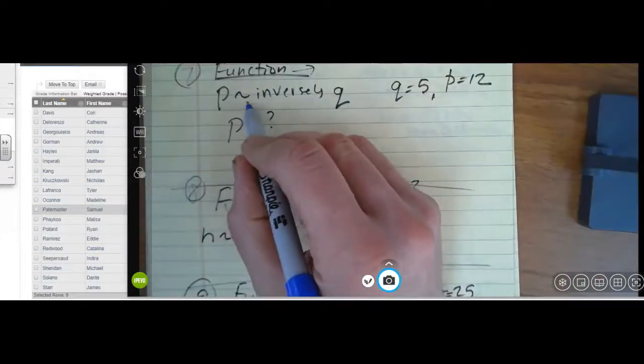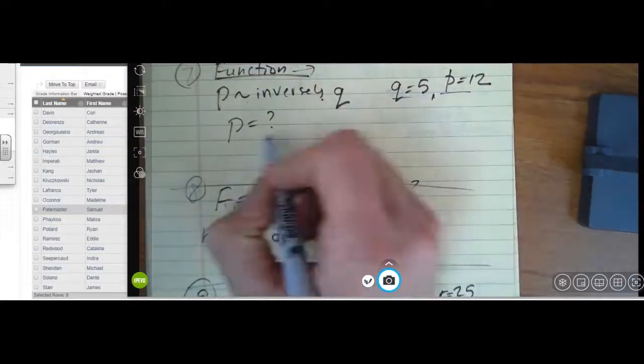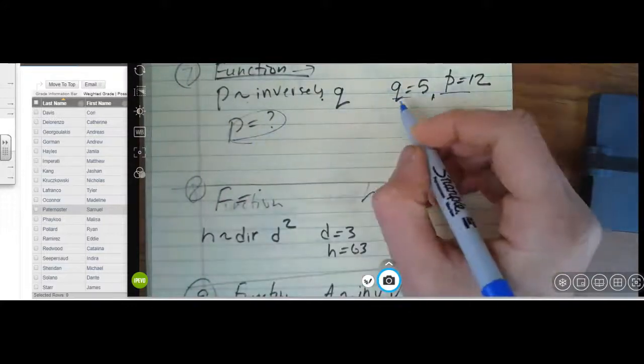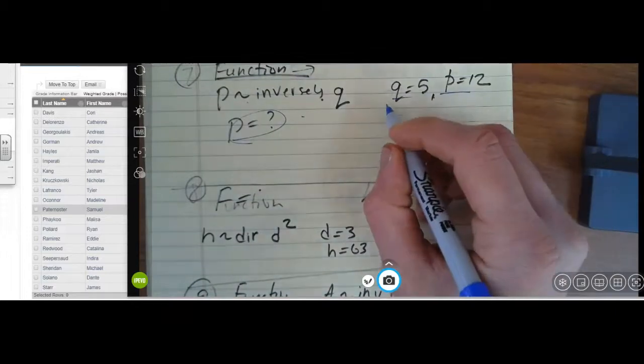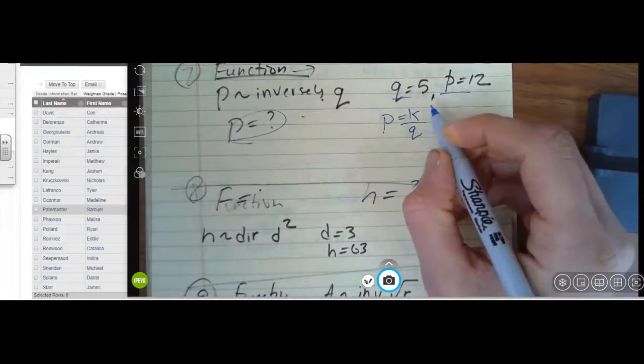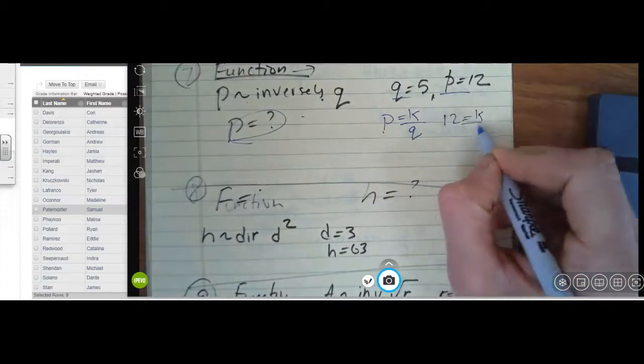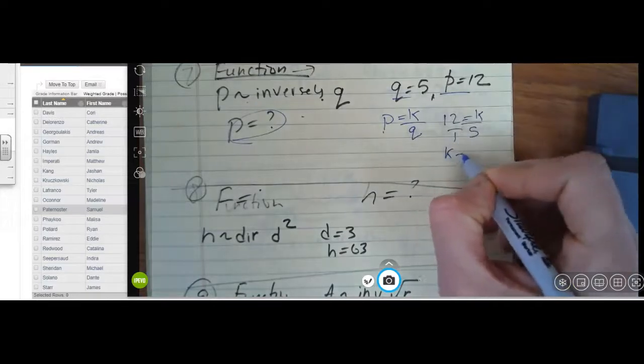They tell us that P is inversely proportional to Q, and they give us a P value and a Q value, and they want P equals, so that means they want an equation that says inverse. So therefore, you're going to have P is equal to K over Q. Q is in the denominator because it's inverse. We plug in our values. We're going to get 12 is equal to K over 5. So we get K is equal to 60.